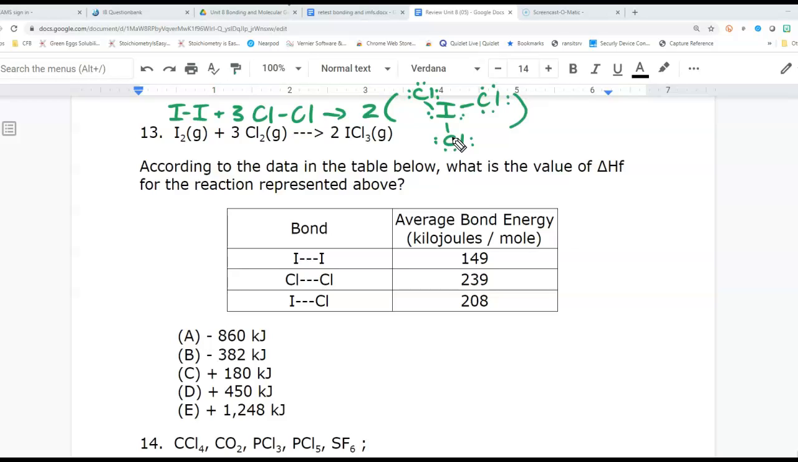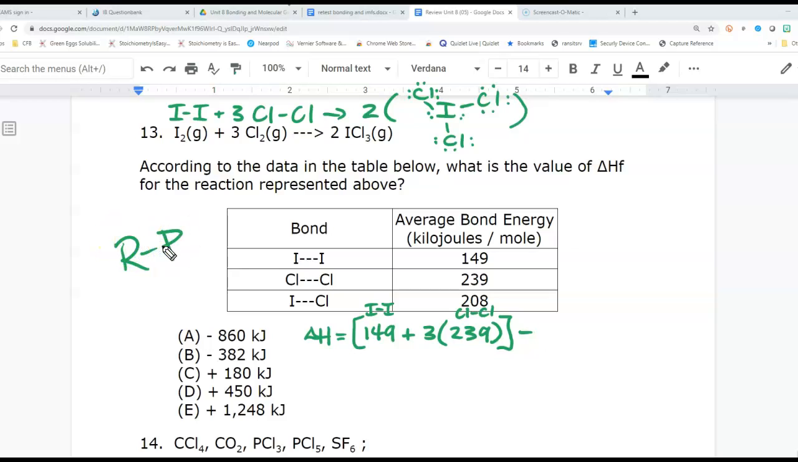Okay, so let's go ahead and write this into our equation. So we have an H, and remember it's going to be reactants minus products. I've got 1 I to I bond, so that's 149. And I'm going to add that to the other reactant, which is going to be 3 times Cl to Cl, 239. And that's going to be my reactants. And let's remind everybody, this was the I to I single bond, and this was the Cl to Cl single bond.